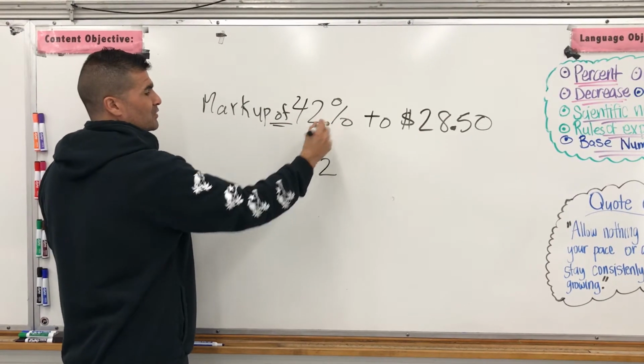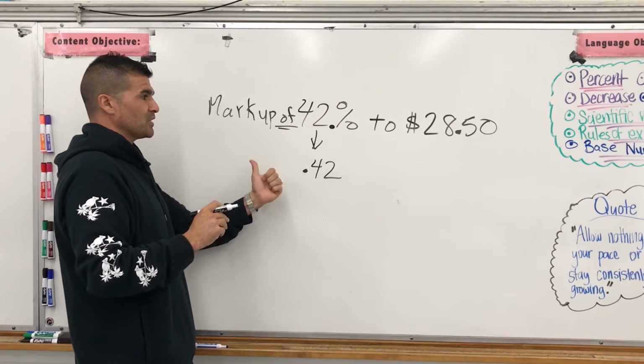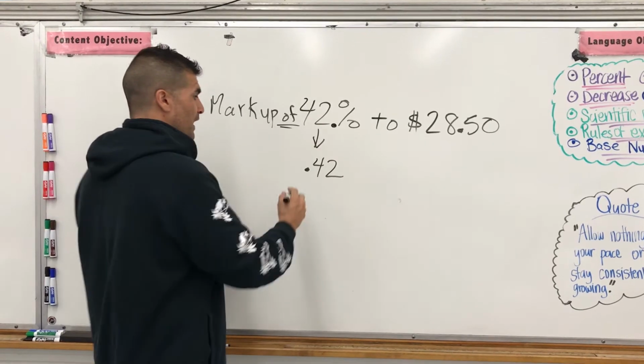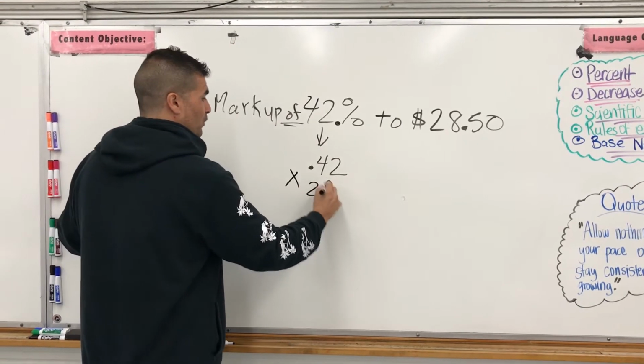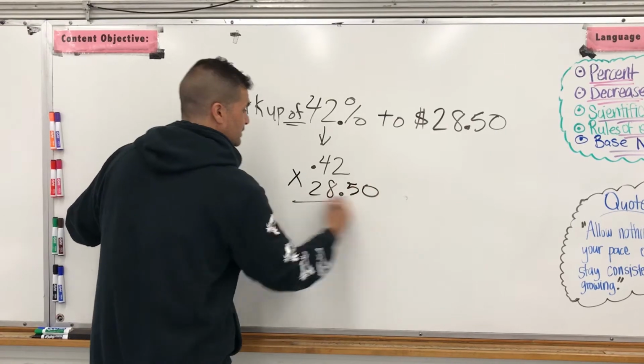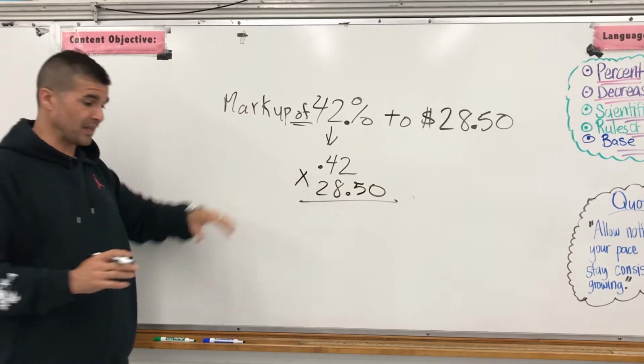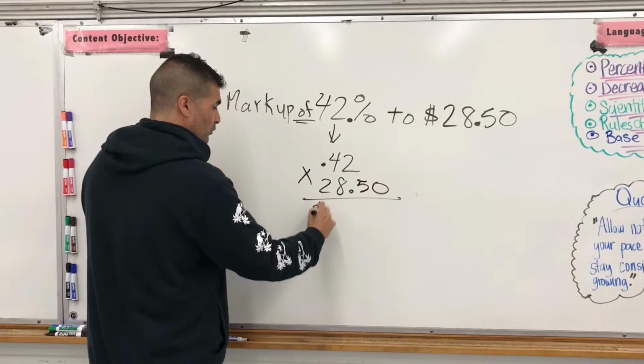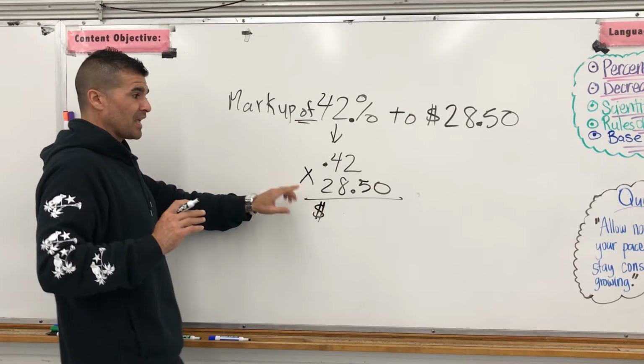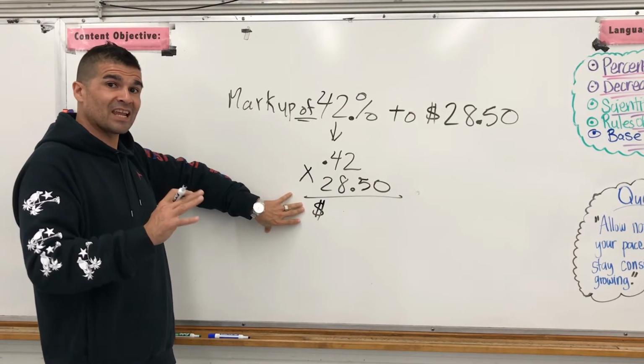So because of this, you're going to go ahead and turn this into a decimal, which moves the decimal behind the 2 in the percent 2 times to the left. And then you're going to multiply it by $28.50. Now, when you multiply this, it's going to give you what you are going to get for the increase.